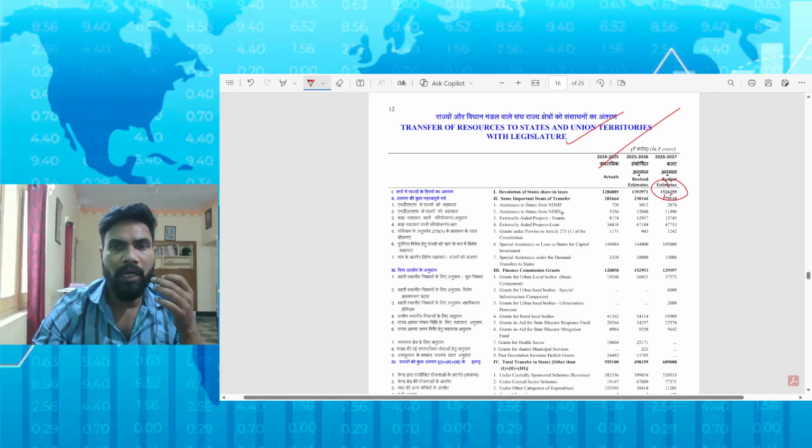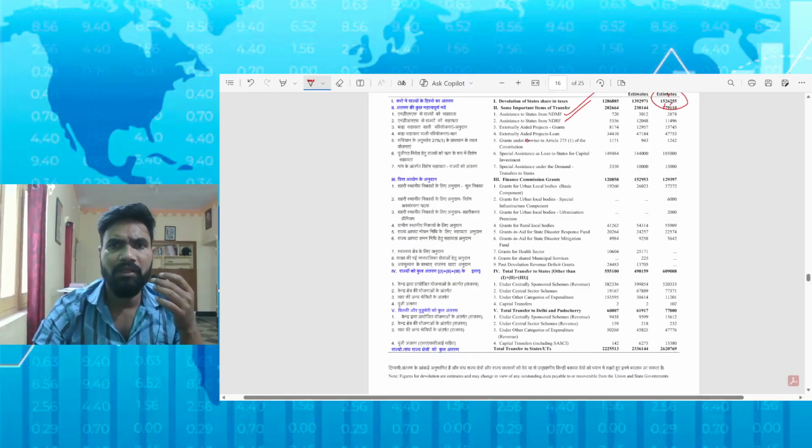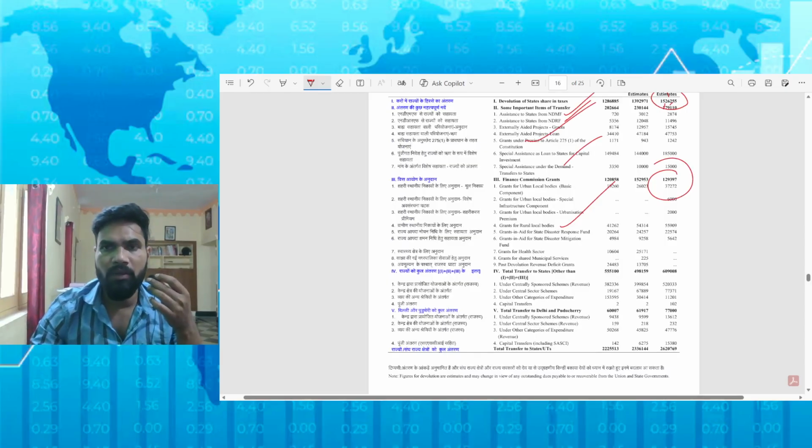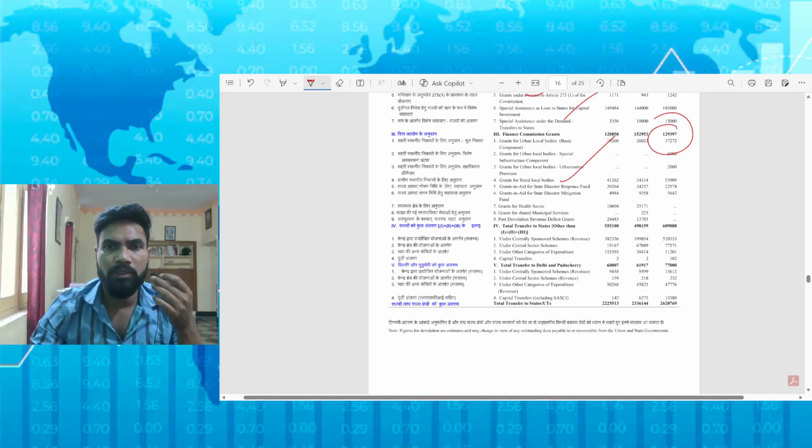Then some important items of transfer are there under NDMF, National Disaster Management Force, NDRF Response Force, etc. Various are there. Then Finance Commission grants, okay, they stand at 1,20,000 crore rupees. Then total transfers to states other than the items that are discussed stand at 6 lakh 9,000 crore rupees, etc.